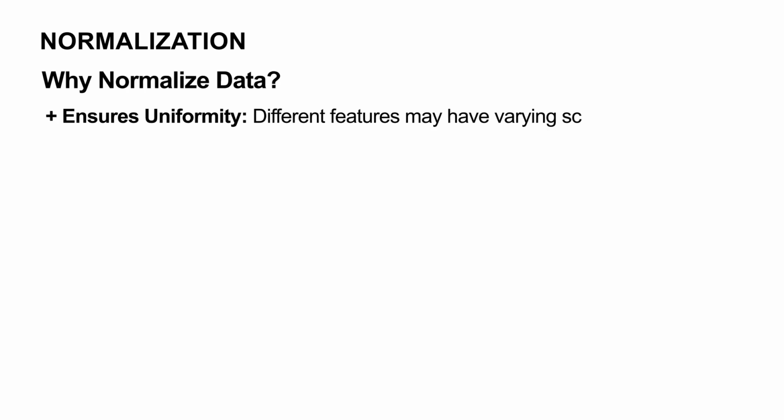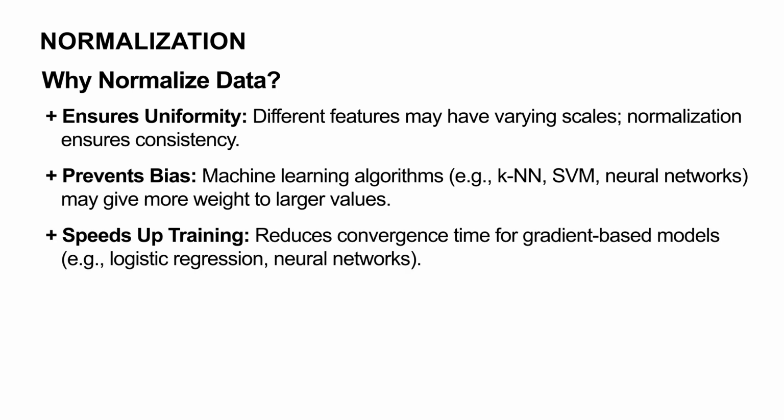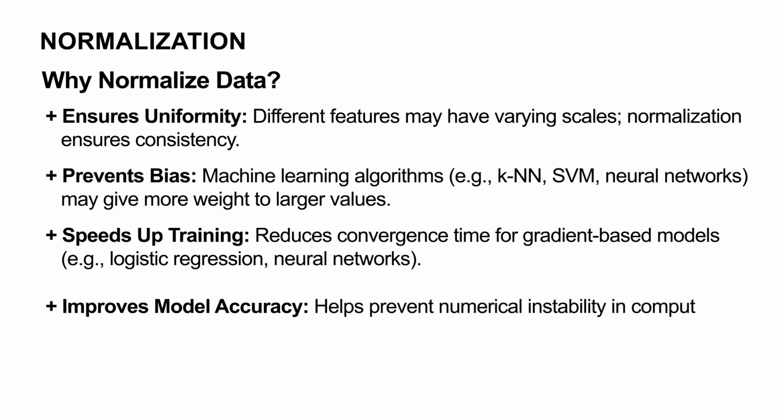Why normalize data? Ensures uniformity. Different features may have varying scales. Normalization ensures consistency. Prevents bias. Machine learning algorithms, e.g., KNN, SVM, neural networks, may give more weight to larger values. Speeds up training: reduces convergence time for gradient-based models, e.g., logistic regression, neural networks. Improves model accuracy, helps prevent numerical instability in computations.